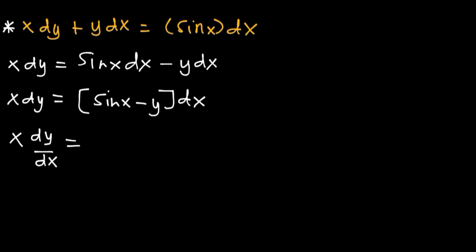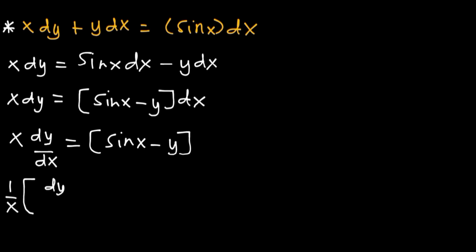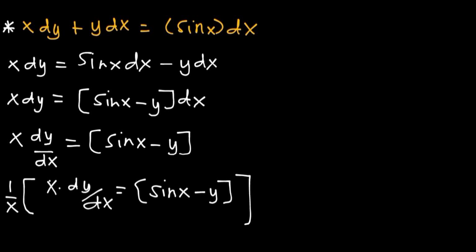Now doing that, we're going to have x dy dx, and on this side, we're just going to have sine x minus y left on the right hand side. Now we also need to take this away, so we multiply through by 1 over x. Multiplying this by this term on the left hand side is going to cancel these out. So that leaves us with dy dx.